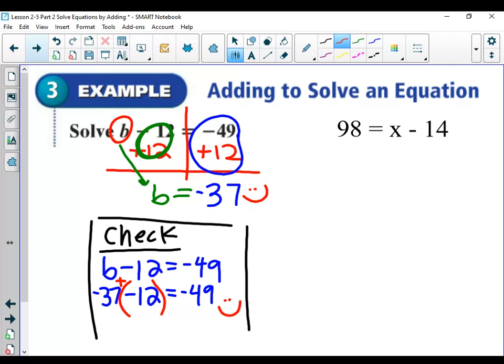Second one. It drives some people absolutely crazy that the equals 98 is in front. If you would like, instead, to move it to the end, you can, but you must leave x minus 14. Remember, there's no commutative property for subtracting. You must leave x minus 14 in that order.